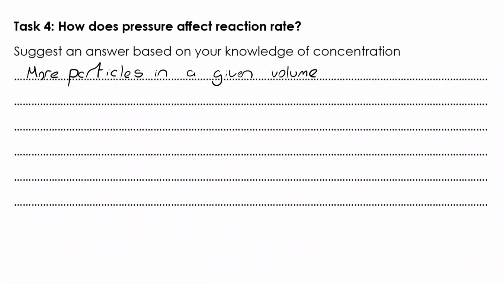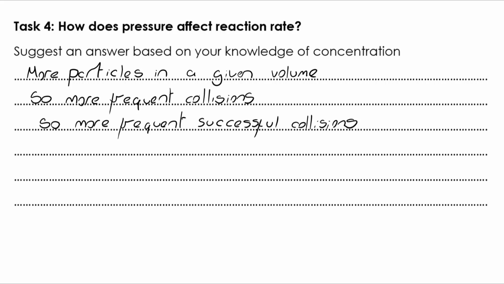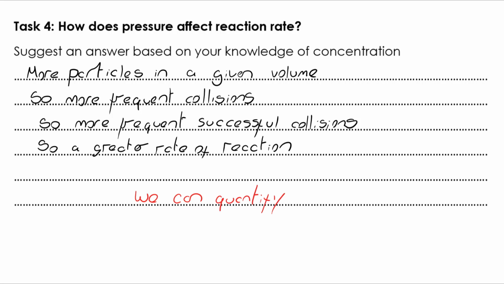Well, the first thing to consider is that there are more particles in a given volume. And that means there will be more frequent collisions. And if there are more frequent collisions, it means there will be more frequent successful collisions. And if there are more frequent successful collisions, there will be a greater rate of reaction. But I'm actually going to add a level of detail here, something that will be familiar from GCSE, but that I am going to remind and reinforce, because we can actually quantify this. By that, I mean we can start to think about this mathematically, or more mathematically.